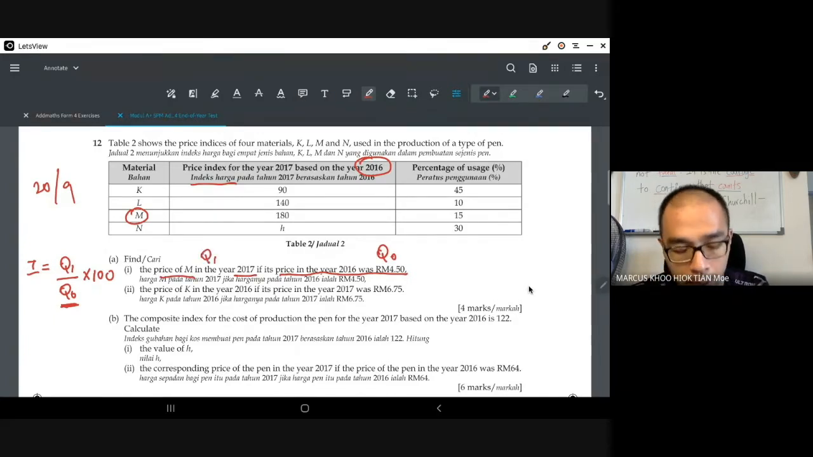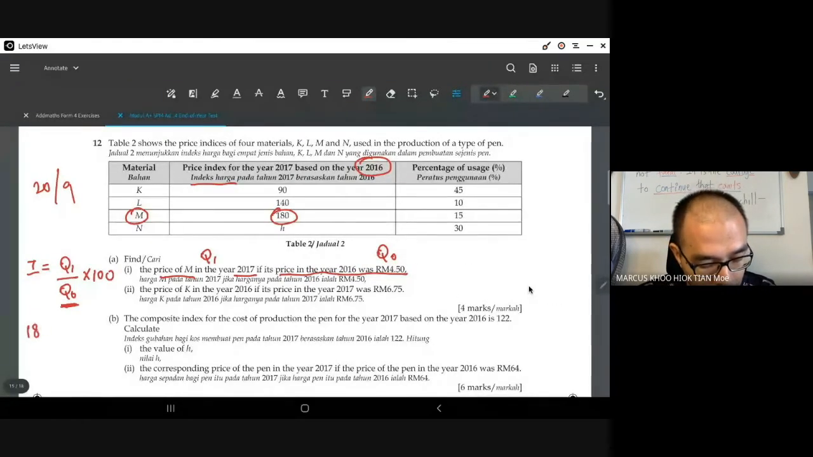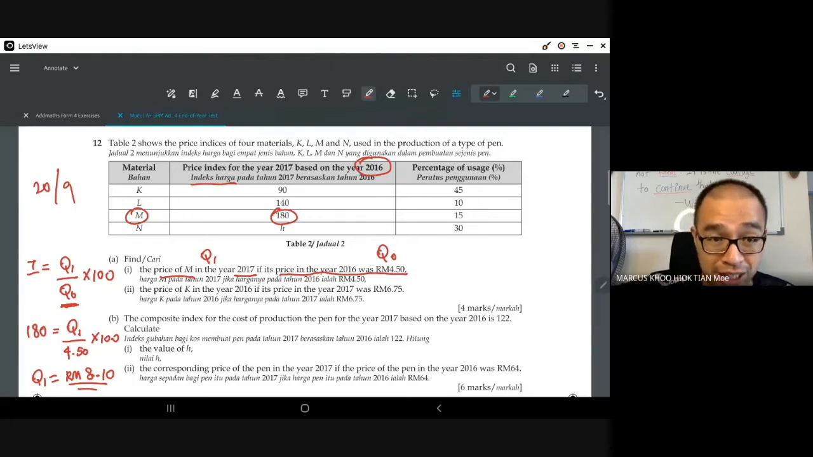So this is Q1. Do we have the index? We have. It is 180. So we substitute it in the correct place. Okay, 180 equals to Q1 over 4 ringgit and 50 cent times 100. Okay, and what will we get? This is price. So price must be ringgit Malaysia, 8 ringgit and 10 cent. Please remember this. If it is price, make sure you write ringgit Malaysia.